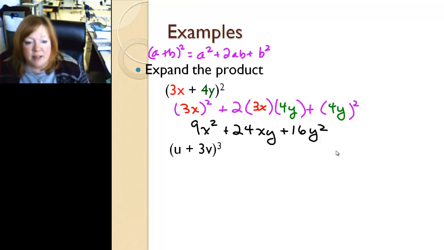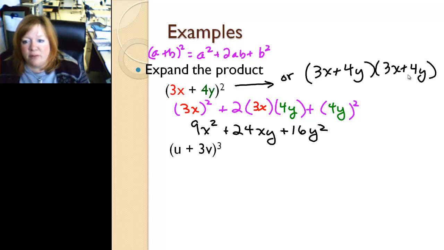Alright, that's it. If you FOIL it out, you can do that and you'll end up with the same answer, but if you get used to this formula, it saves you a little bit of time. Now this one, cubing, the formula saves you much time.